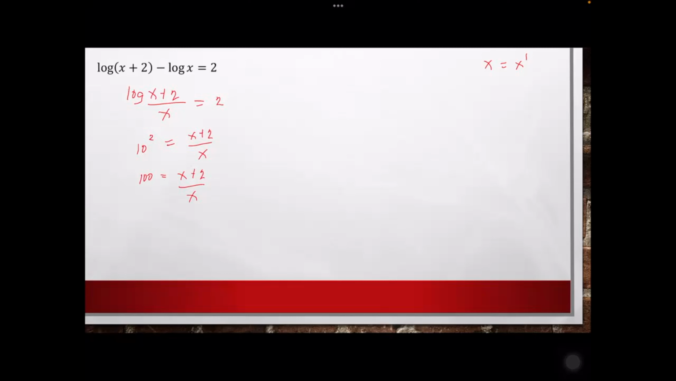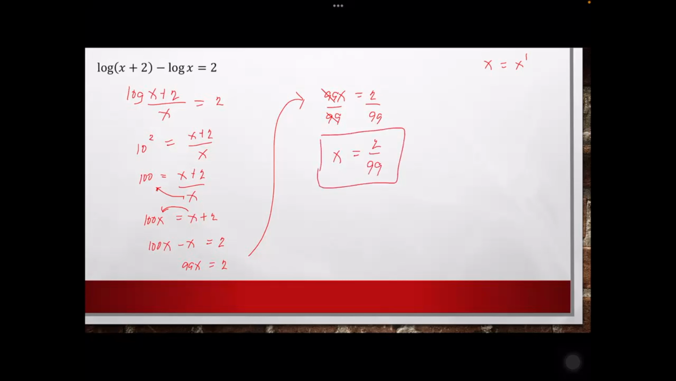Then, after yan, multiply natin ito dito. So, magkakaroon tayo dito ng 100x is equal to x plus 2. So, ito, lipat natin ito dito. So, 100x minus x is equal to 2. And 100x minus x, this will be 99x is equal to 2. So, divide both sides natin. Divide both sides by 99 to find for the x. So, your x is equal to 2 over 99. This will be the answer.